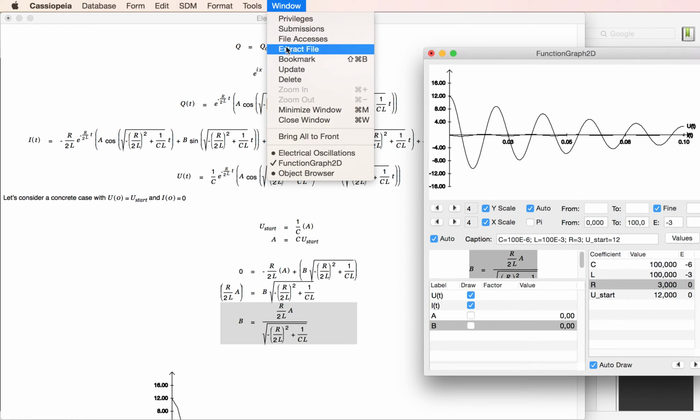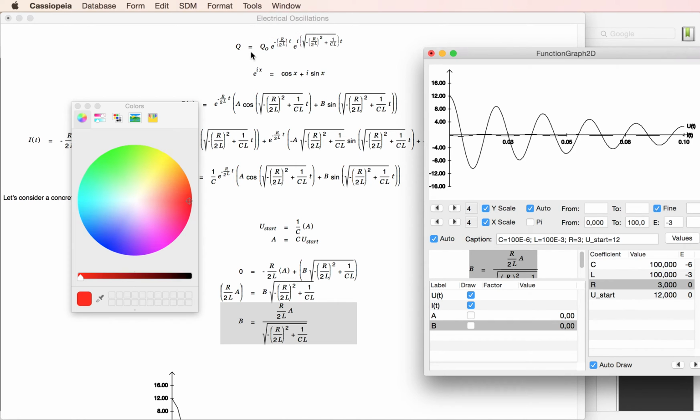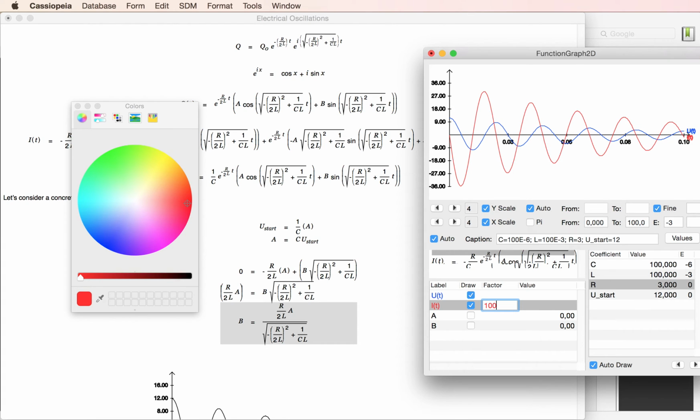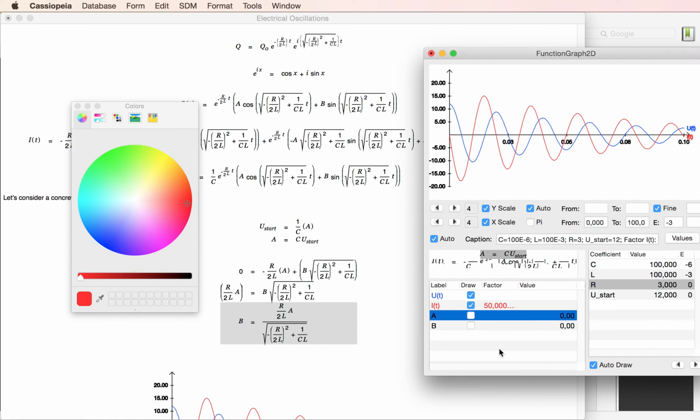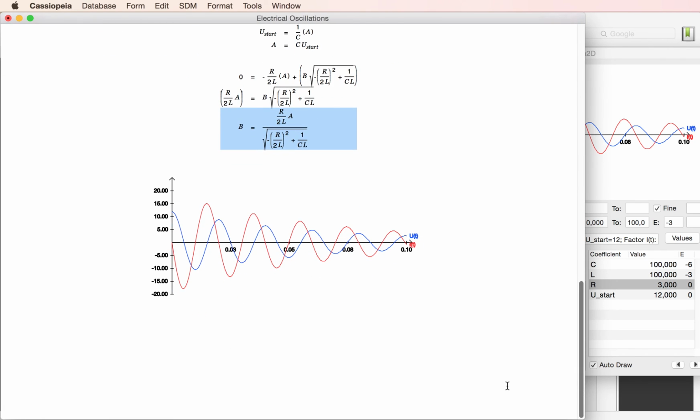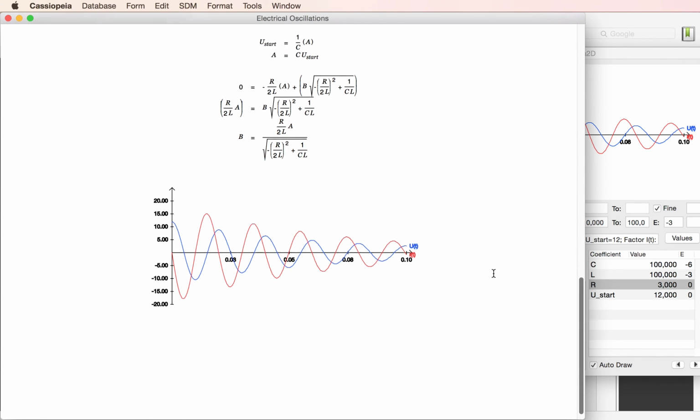Let's introduce some color. Blue for the voltage and red for the current. The current is a bit too small, so let's introduce a factor. Oh, a bit too much. Okay. Let's take 50. Much better. Okay, here we go.